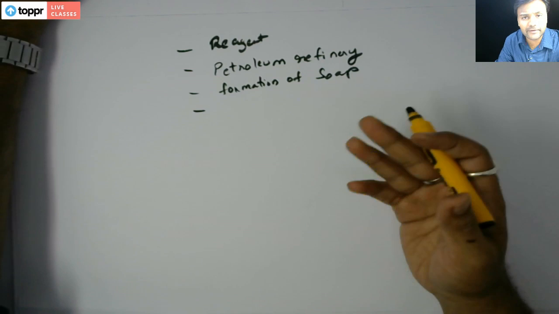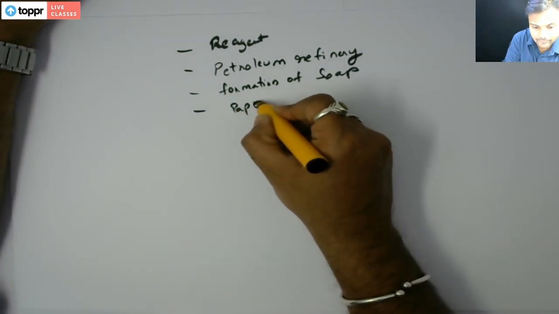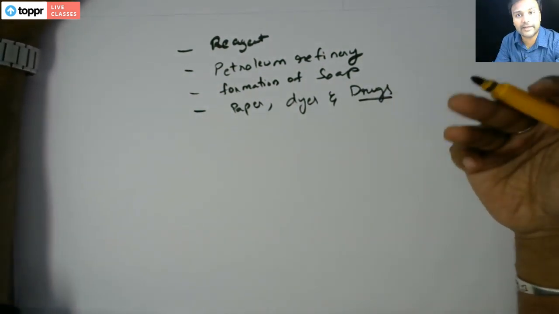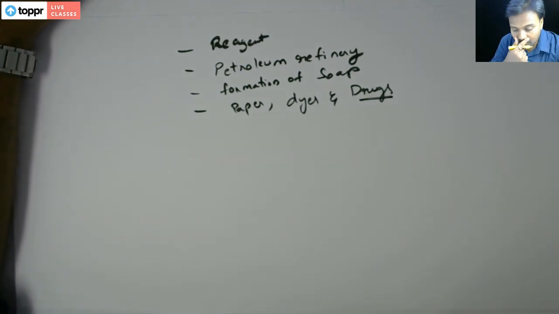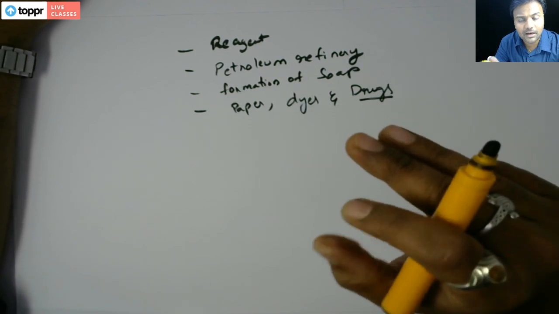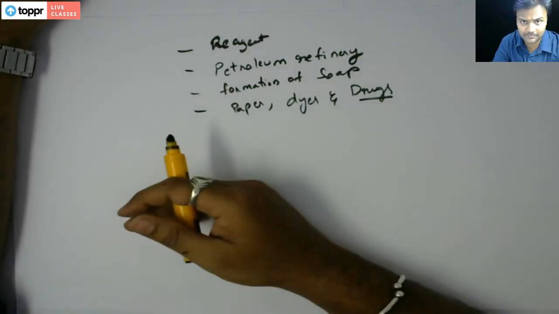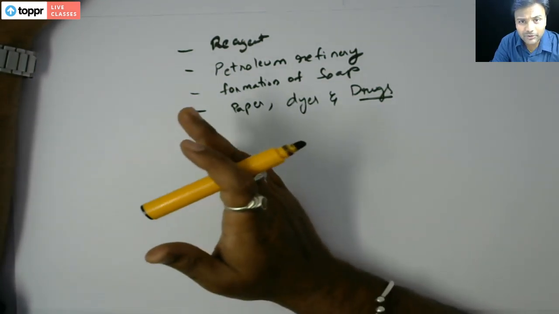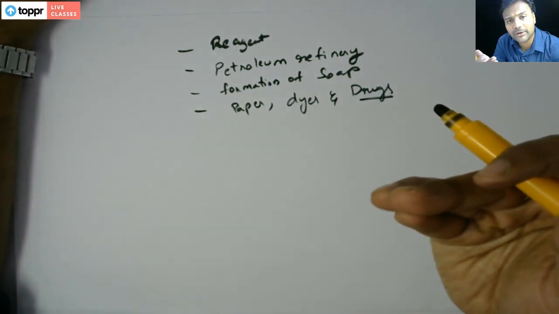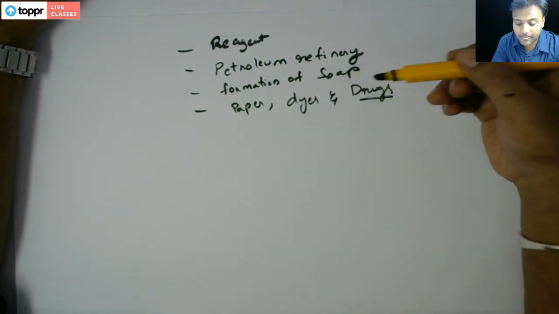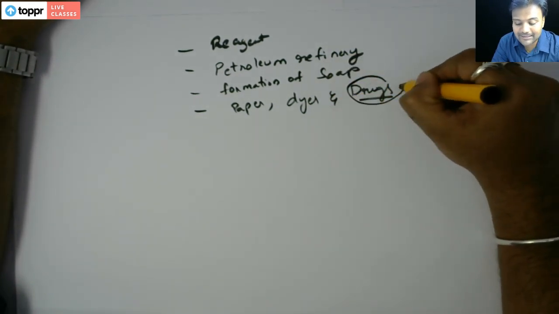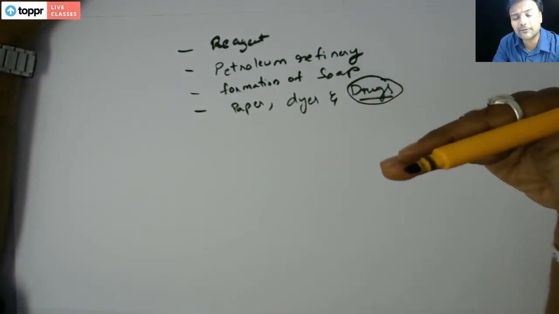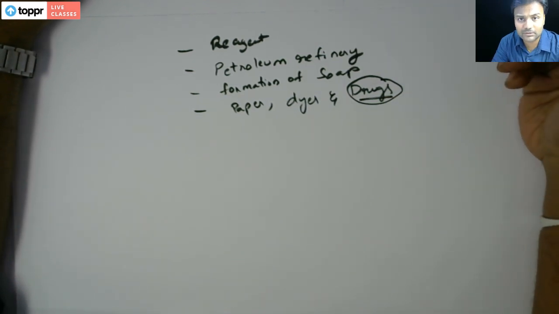It is also used in the manufacture of paper, dyes and drugs. Drugs include medicines. Generally all medicines are either weak acids or weak bases, neither strong acids nor strong bases. If you have a medicine whose acidity or basicity you need to reduce, especially the acidity, you make a salt of it by reacting with sodium, so that the acidity of that drug can be reduced.